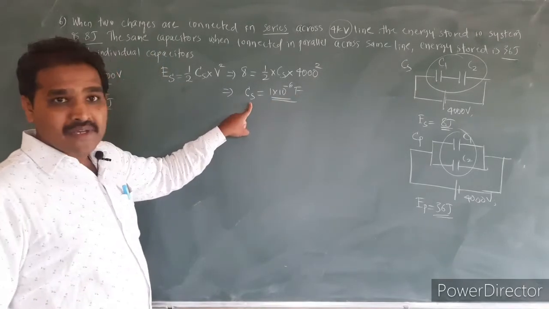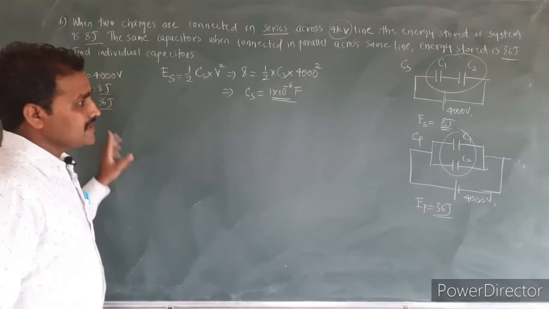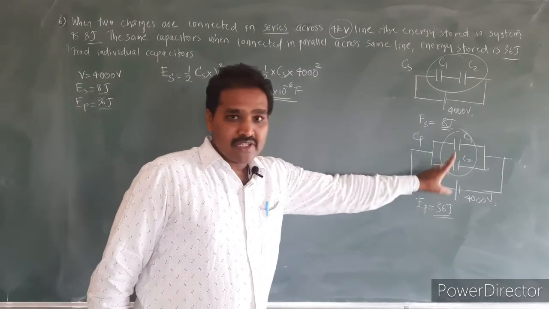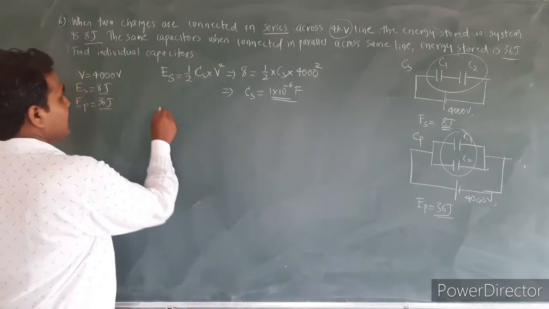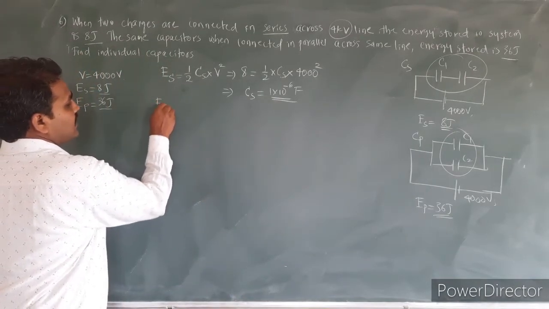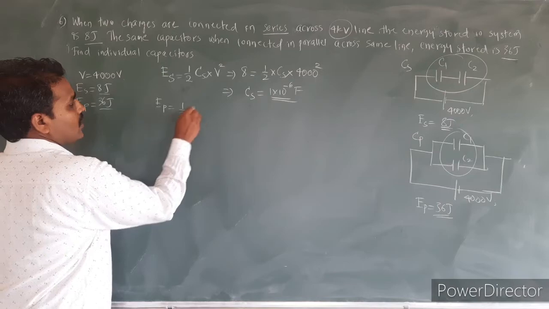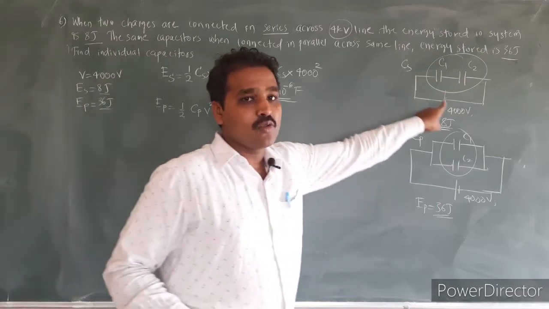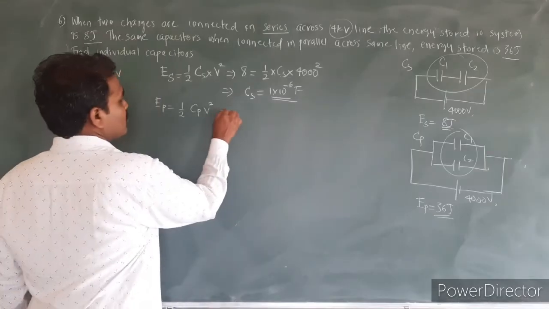So this is the effective capacitance of the series combination. Similarly, let us consider the energy stored in the parallel combination of the capacitors. If I write the values, I can write E_P is equal to 1 by 2 into C_p into V square. In both cases, the supply voltage is the same.